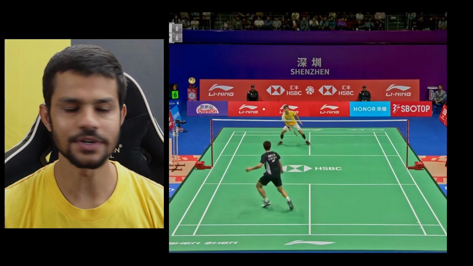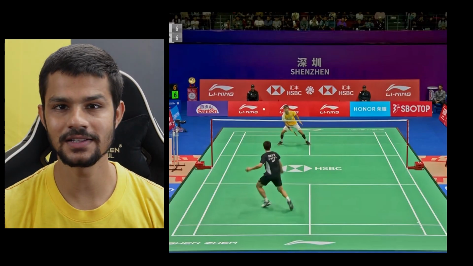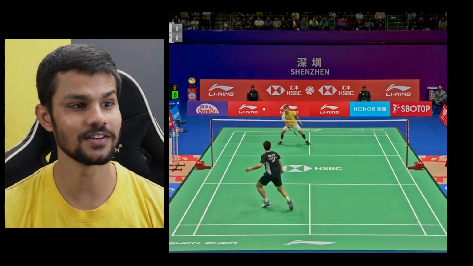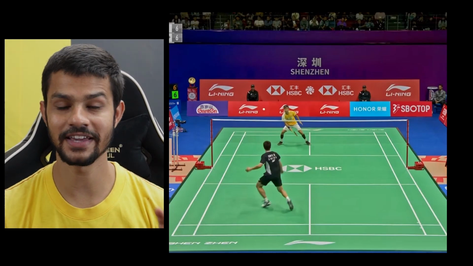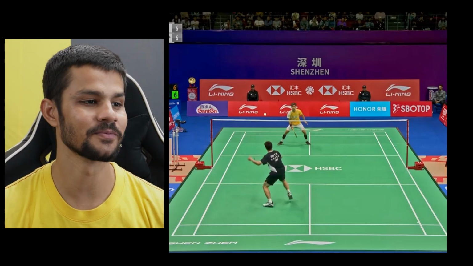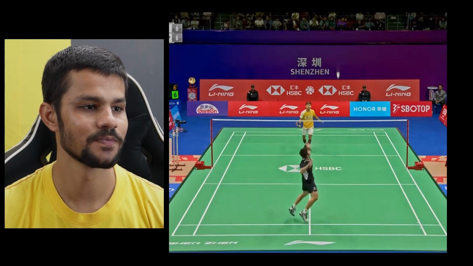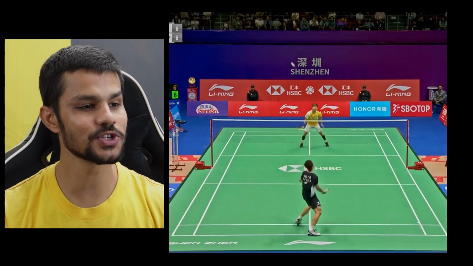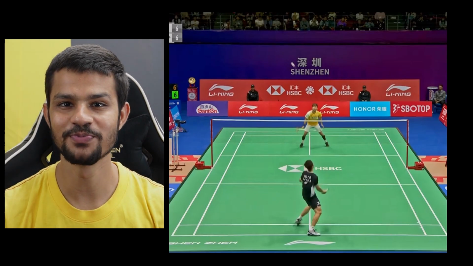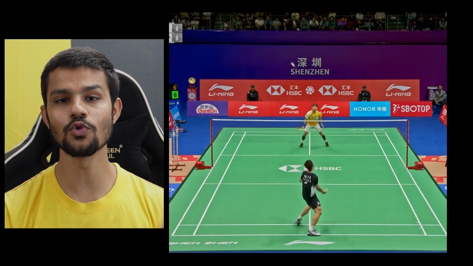I don't know if you noticed or not. Still, the score is 6 all or something. Still, Shi Yu Qi is not attacking. The real attack from Shi Yu Qi that I know, he's not attacking. He's trying to do placing and everything. Nice dribble. Look, as much as I know Shi Yu Qi, he will attack from here too. He will try to do faster rallies.